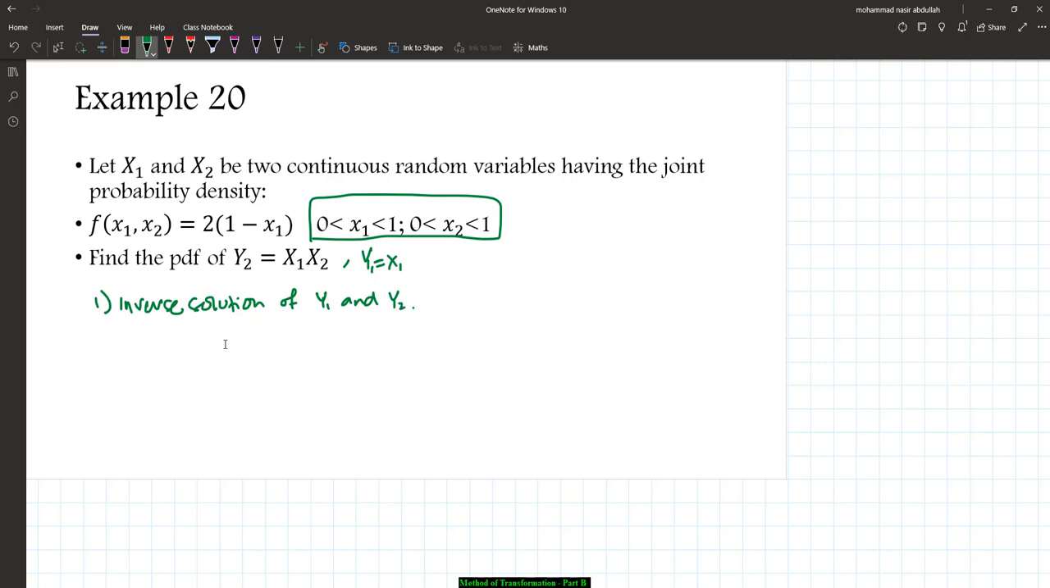Right, so x1 is equal to y1. Right, this is equal to w1(y1, y2). So this is the old variable. Remember, because we have x is an old variable, y is a new variable. So this is the first one. The second one is x2 is equal to y2 divided by x1. So it's also equal to y2 divided by y1. So this is w2(y1, y2). Right?